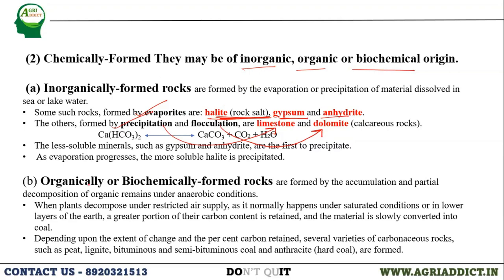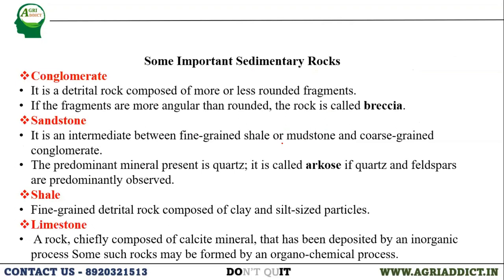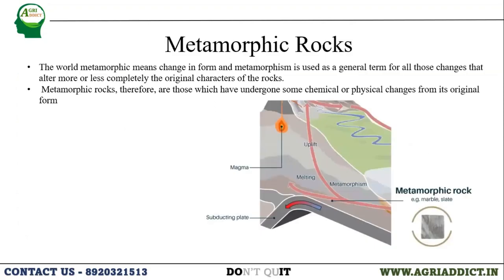So next is organically or biochemically formed. So here humus or organic material will influence the formation of this particular kind of rock. Next, these are the features of some important sedimentary rocks like conglomerate, sandstone, etc. You can give a brief read after this class is over. Next is metamorphic rock. Metamorphic rock means some igneous and sedimentary rocks undergo many changes. Heat, pressure, water. They are subject to many changes and then they are getting transformed to metamorphic rocks.